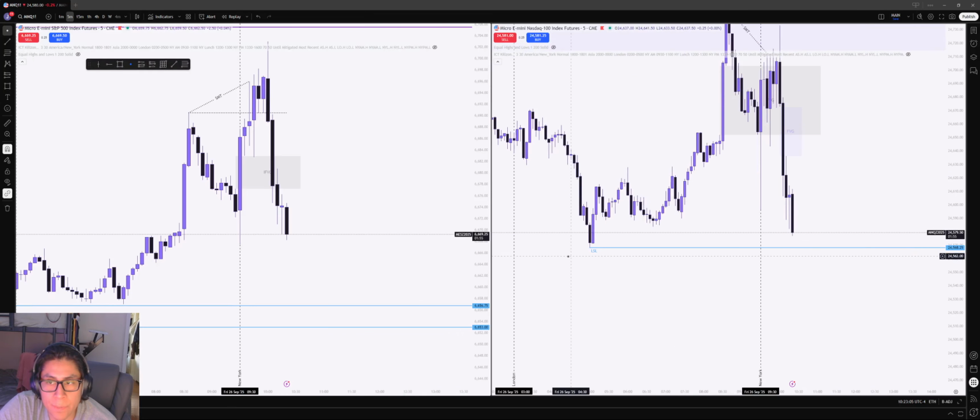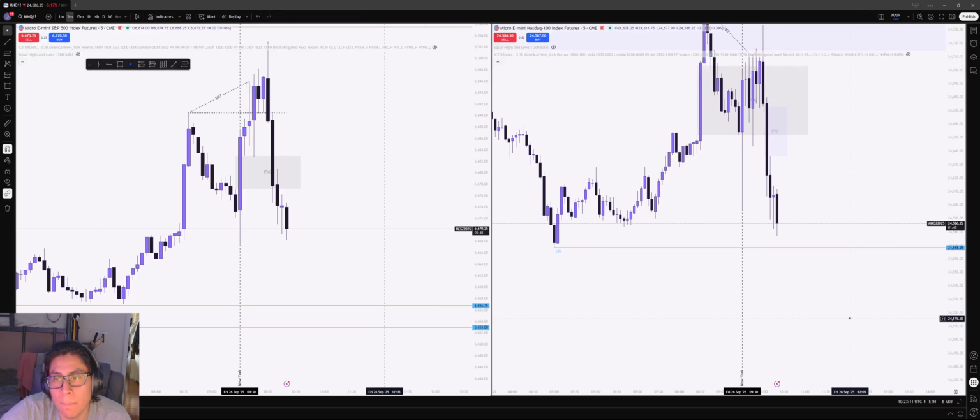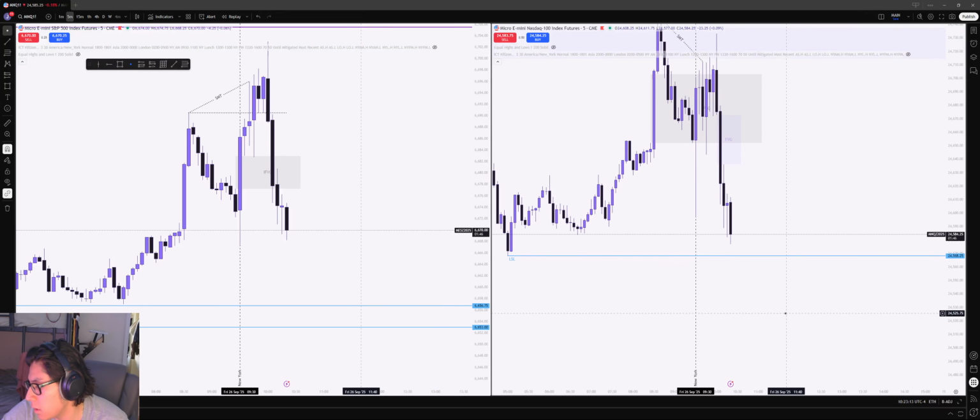It looks like we're gonna tap into, hopefully, well maybe London lows in this case, and then maybe this previous low we created here. But honestly, we might not even do that. Honestly, I don't know. This thing's doing too much.